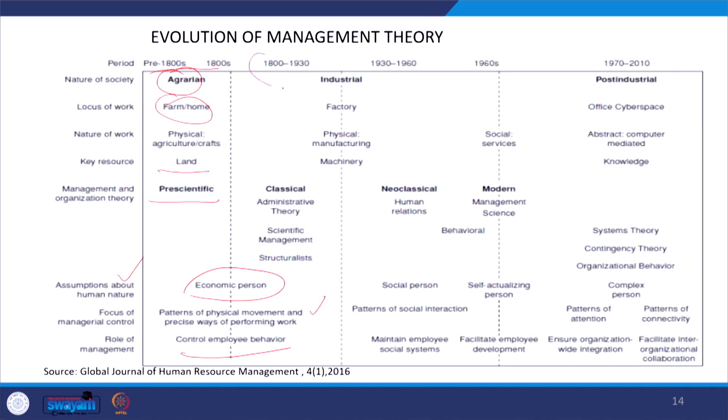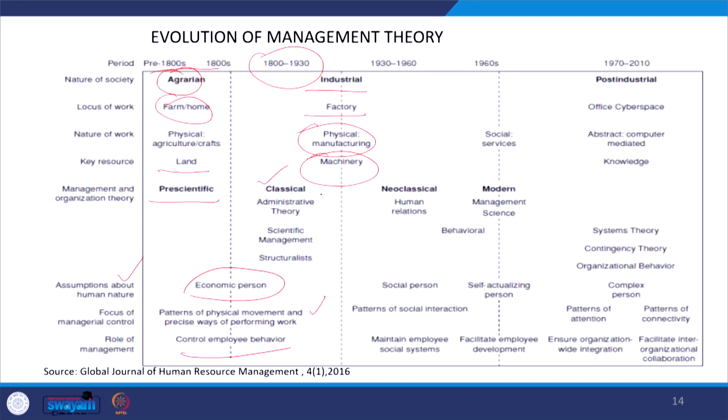Further, in the time period of 1800 to 1930, the nature of society was industrial, as there was a shift from an agrarian to an industrial-oriented society. The locus of work was the factory, not the farm and home. The nature of work was physical, manufacturing was the prime concern, and the key resource was machines, with machinery helping the industries to have maximum productivity. Management and organizational theory was dominated here by the classical theory of management.